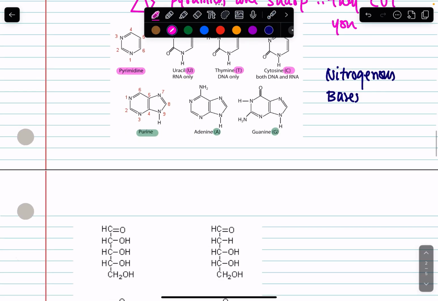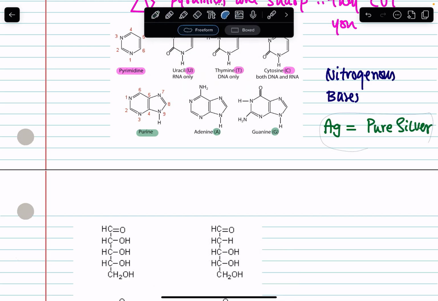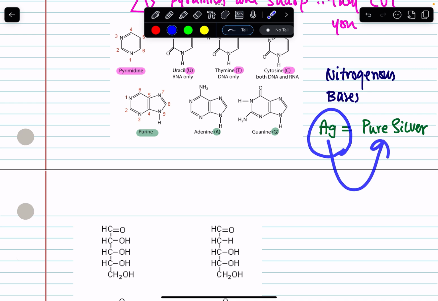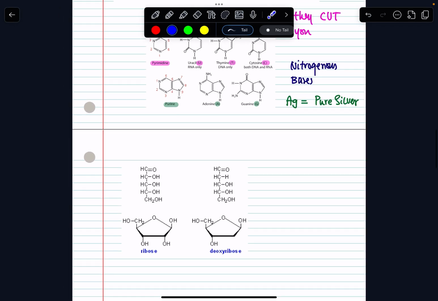Here, purine: if you think about Ag in the periodic table, it's a symbol. So A for A, G for G, is a symbol for pure silver. You guys see where this is going? So pure as in purine, silver as in Ag. So it's pure silver in the periodic table. This is a symbol of silver or pure silver in the periodic table.